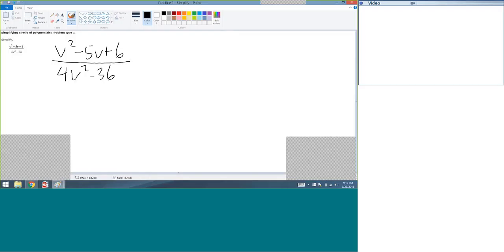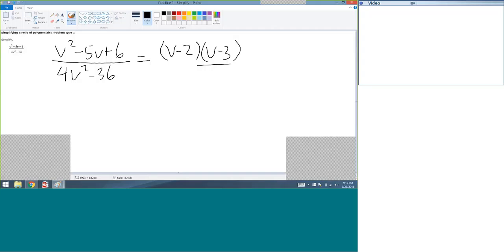Okay, so looking at top and bottom separately, the numerator is just a regular trinomial, so that should be able to factor down. So factors of 6, they're going to give us a negative 5. That's going to end up being minus 2, minus 3.